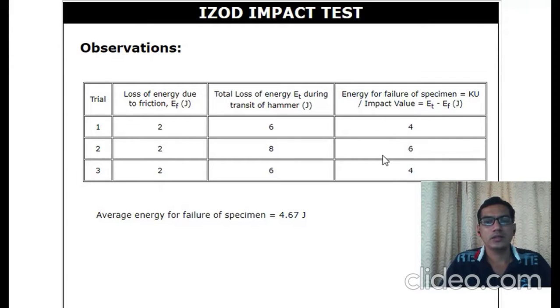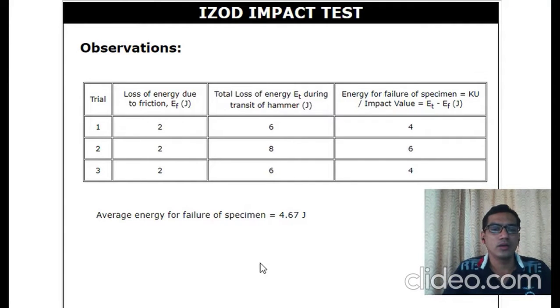We are taking the average of these three trial readings so that the accurate energy for failure is determined. So here 4 plus 6 plus 4 divided by 3, you will get the average energy for the failure of the specimen, which is equal to 4.67 joule. So this is the impact energy of the specimen for failure, 4.67 joule. In this way we can determine the impact energy of cast iron material using the Izod impact testing machine.